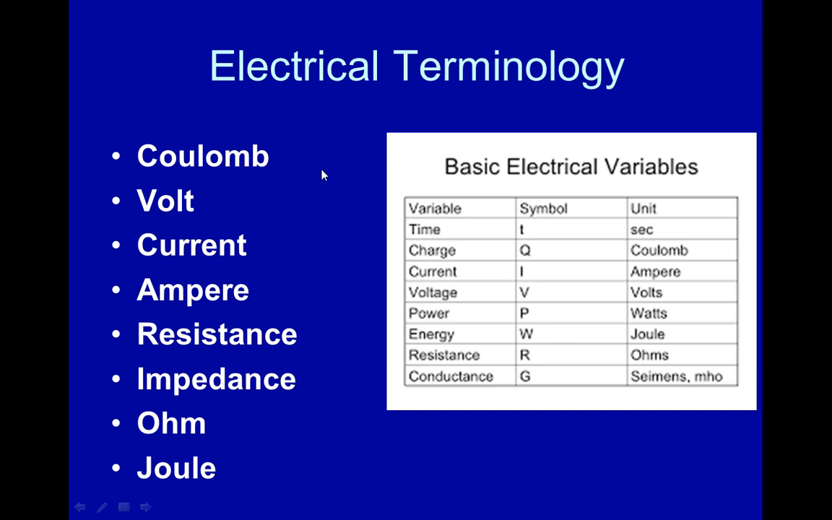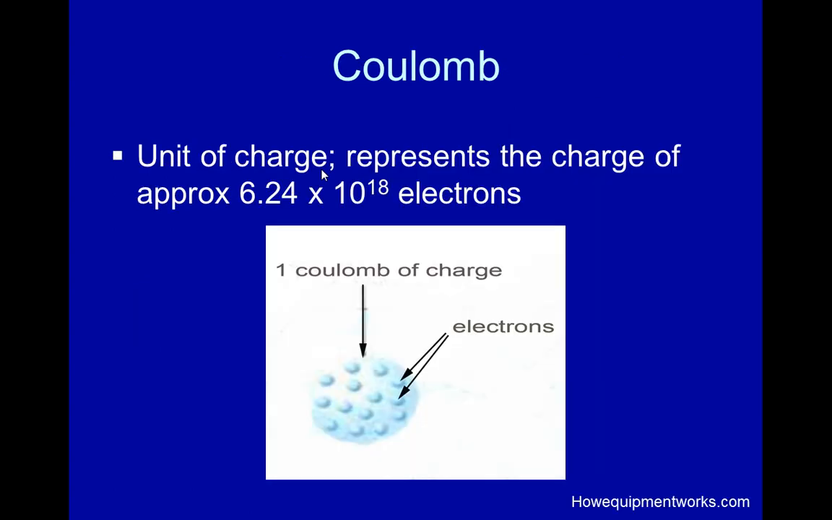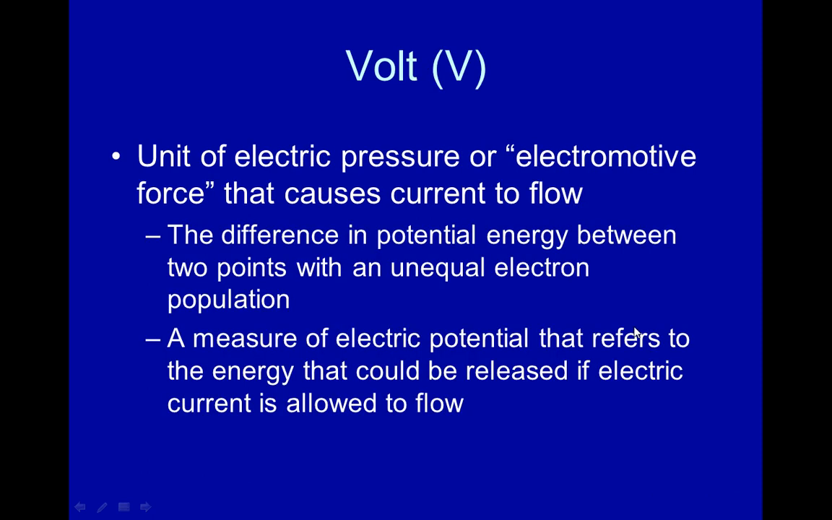And I just want to go over very basic terminology, and certainly this isn't something that you want to spend a ton of time remembering, but hopefully just the recognition of these terms will be enough. A coulomb is a unit of charge, and it represents the charge of approximately a lot of electrons. I'm not going to even try to mention this number because some of you will try to memorize it. A coulomb is a quantum of electrons that we use when we talk about current. The volt is a unit of electric pressure or electromotive force that causes current to flow.